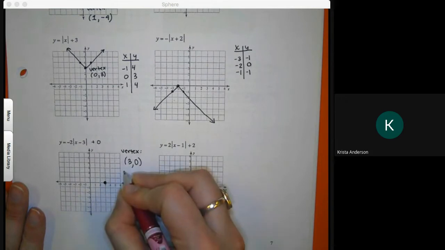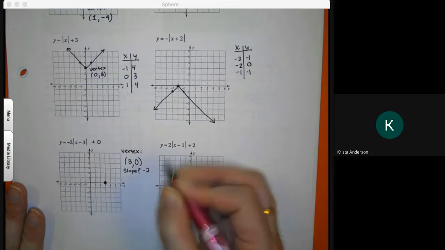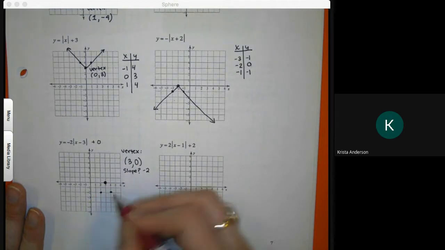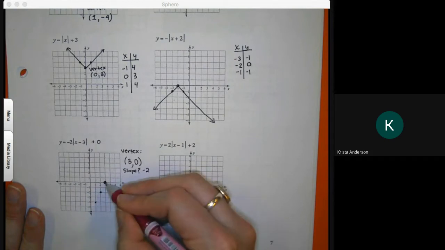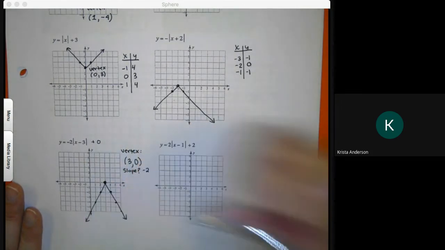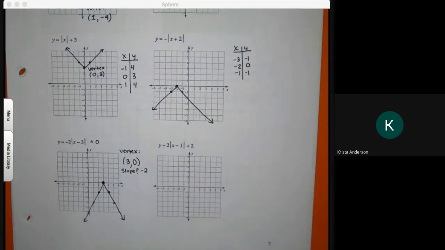Then what is my slope? Down 2. So I would go down 2 and click, and it should autofill the V shape. So you have a choice. Building tables will always work. Building tables is great. If you find patterns, you may also use the patterns. You don't have to build a table every time.